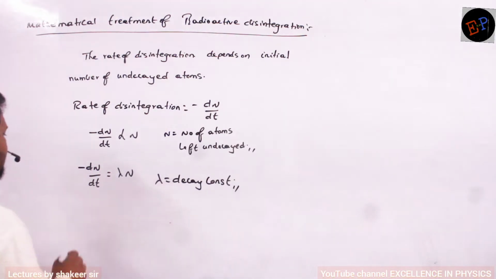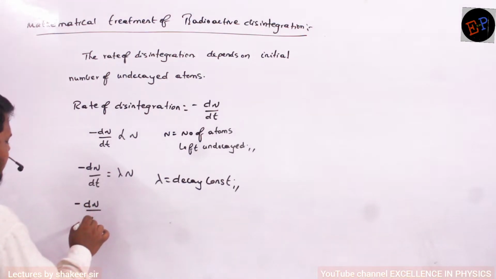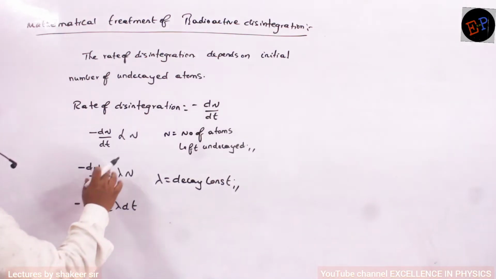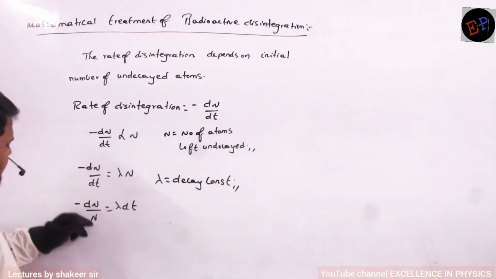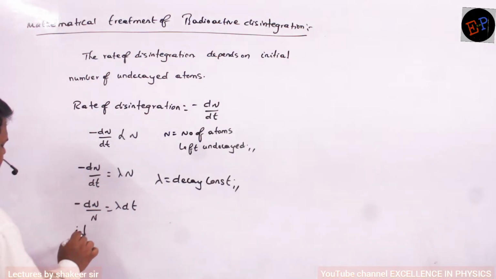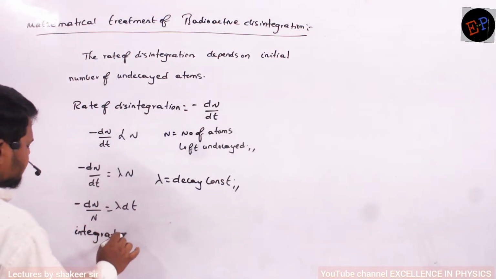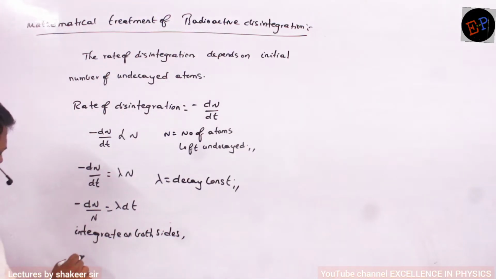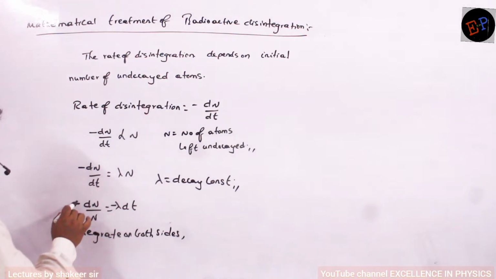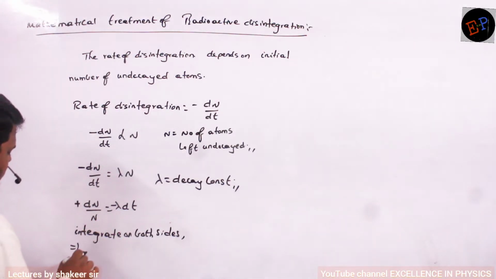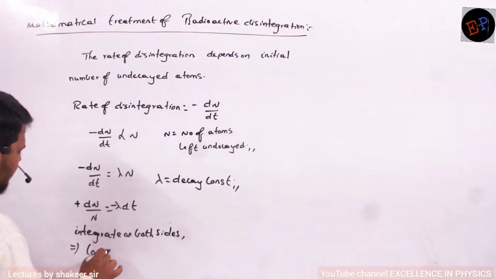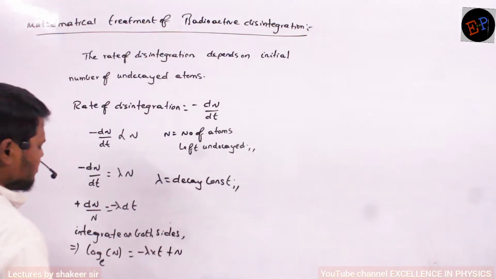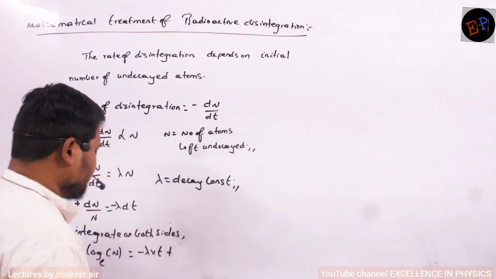So I will do some manipulations here. dN by n is equal to lambda into dt. I have taken n to this side and dt to the other side. Then I will integrate on both sides. Minus I will take to this side, and here I will write a plus. So log to the base e of n is equal to minus lambda into t plus K.